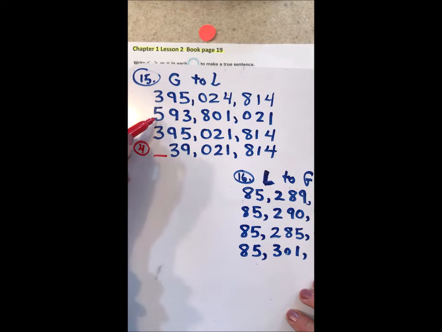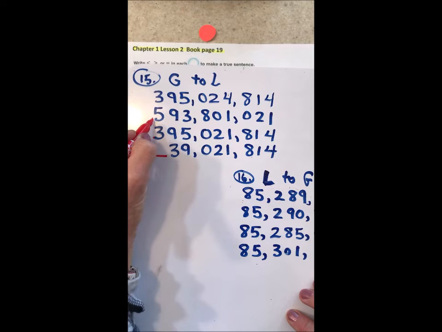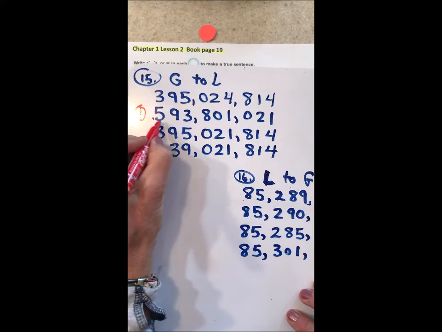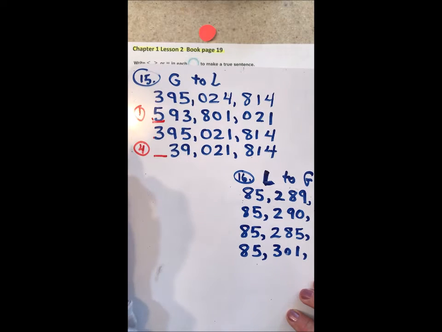I've got a 3, a 5, and a 3. 5 is greater than 3, so this one must be number 1. It beats the others. It is greater than the others in their largest place value. They have 500 million versus 300 million. Now I need to move on to these 3s.